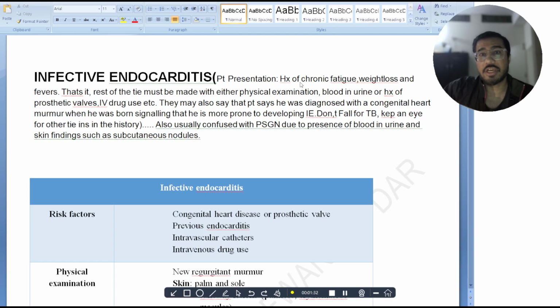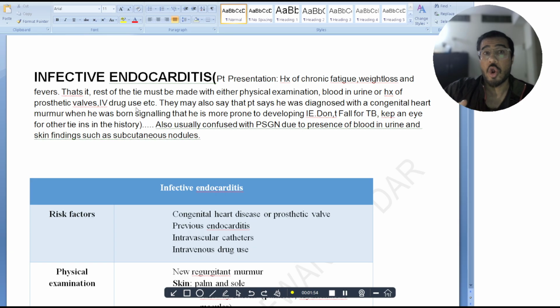So it's going to be a history of chronic fatigue, weight loss, and fevers. That's it. The rest of the time it must be made with either physical examination, blood in the urine, or a history of prosthetic valves or IV drug use. So there are a lot of factors that account into it. It's not just plain chronic fatigue, weight loss, and fevers. You need to know the history in order to make a tie-in to this diagnosis.